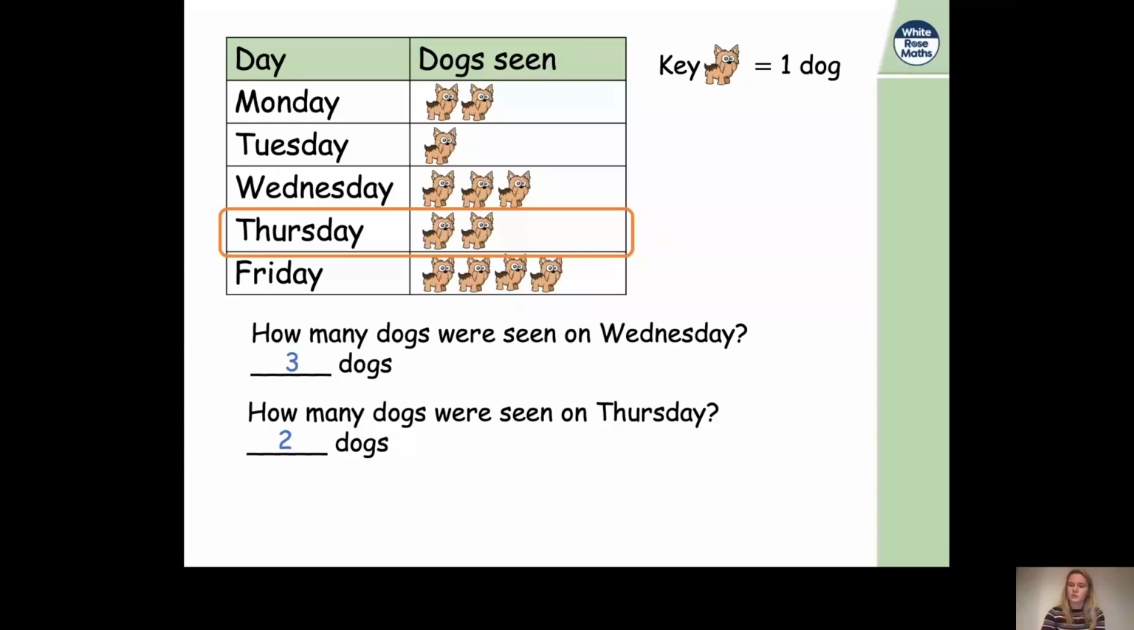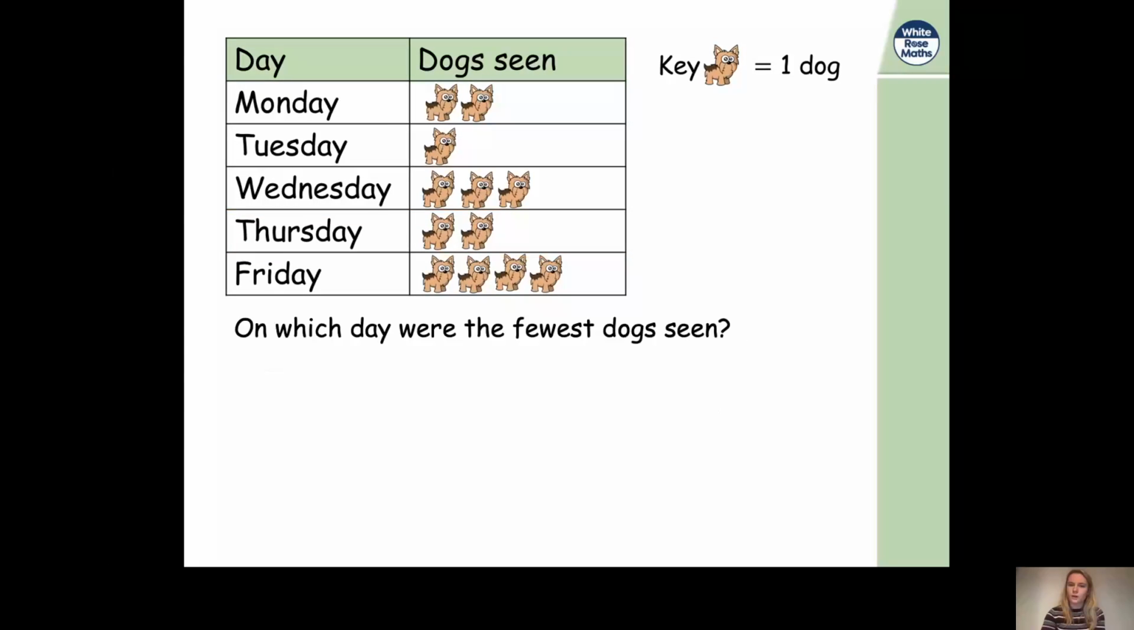Shall we find out? Okay, so it's asking us, on which day were the fewest dogs seen? Now what does it mean by fewest? Yes, it means the least amount of dogs were seen. So there's going to be the least amount of dogs on our pictogram for that day. Now let's have a look.